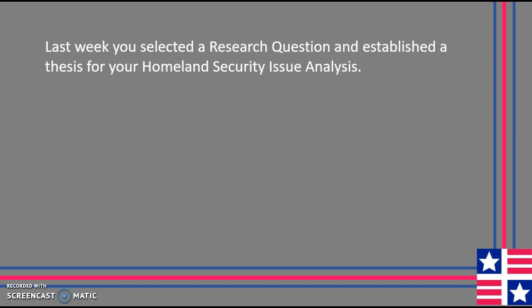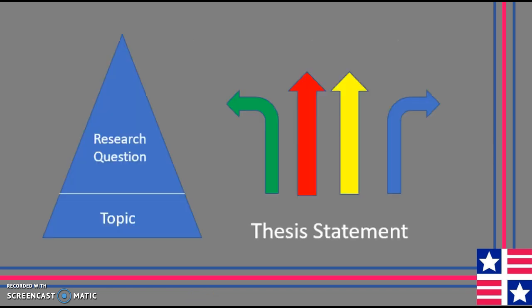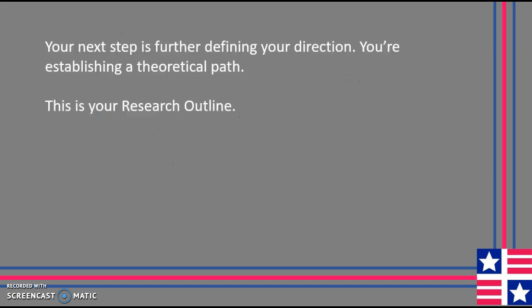Now, last week we selected a research question and you established a thesis for your Homeland Security issue analysis. You narrowed a broad topic down into a research question, then you wrote a thesis statement plotting a path for your paper. Your next step is further defining your direction. You're establishing a theoretical path. You do this by writing a research outline.